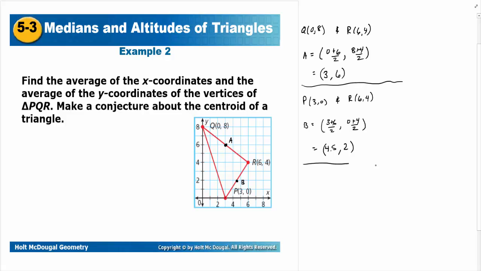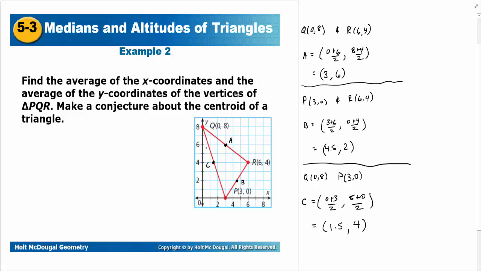And lastly, we have QP. So Q is 0, 8, and P is 3, 0. So I'll call this point C, and that's going to be 0 plus 3 over 2, average of the x's, average of the y's, 8 plus 0 over 2. So that's going to then equal 1.5, 3 halves, and 8 halves is 4. So I have 1.5 comma 4.